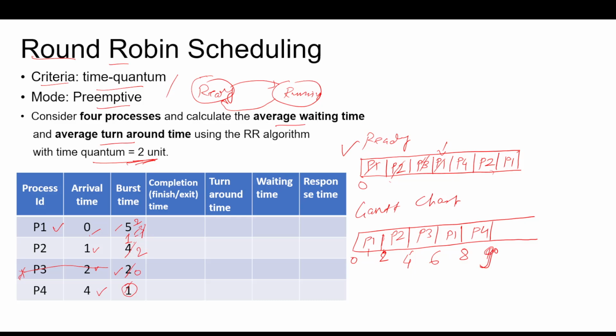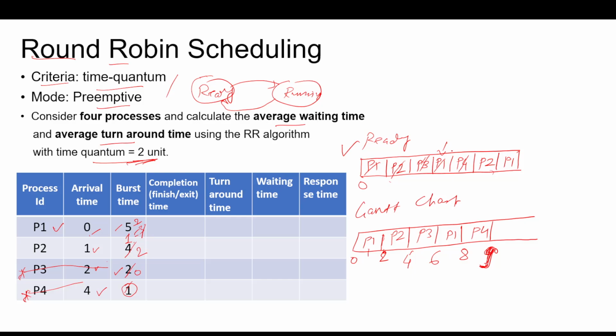So here you could make a mistake, because time quantum is 2 units, but burst timing is only 1. There is no need to execute for 2 units. So execute it only for 1 unit. So that means P4 process is also completely executed.